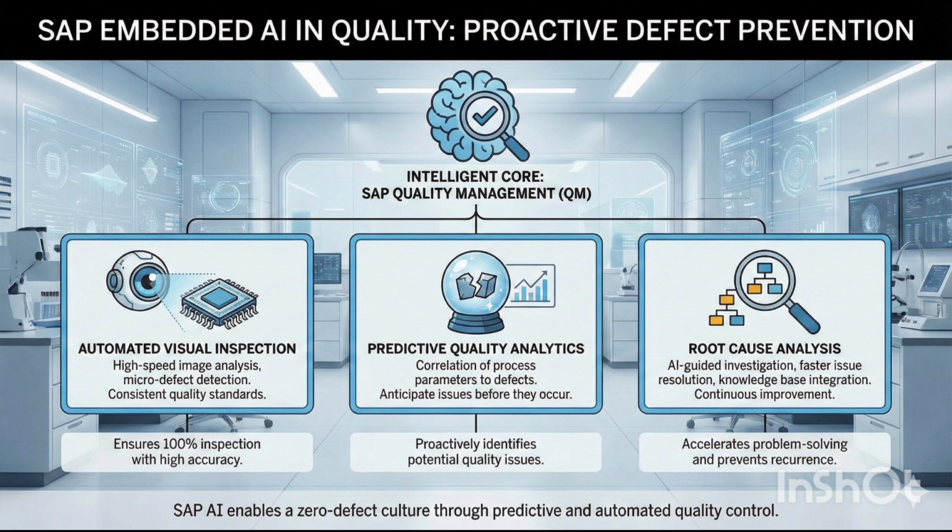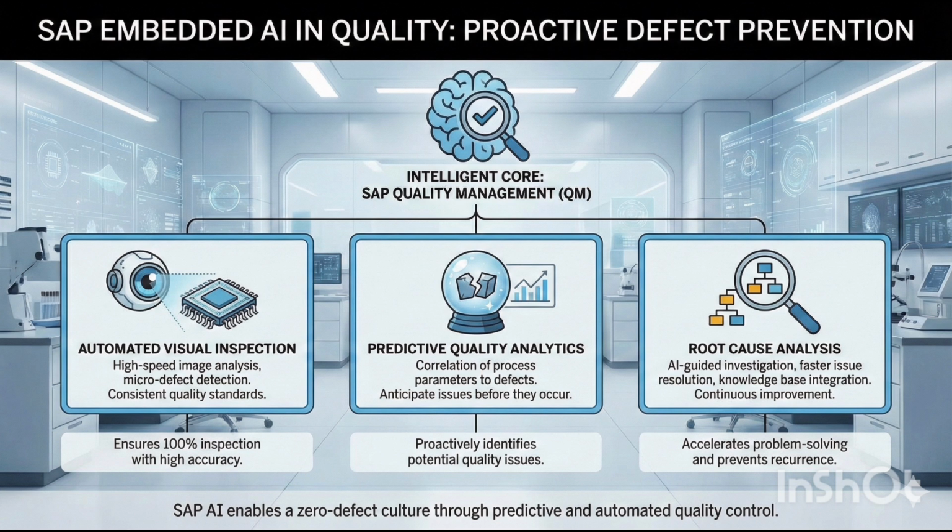Moving forward, we have SAP embedded AI in quality, which is helping in proactive defect prevention. Three main uses are automated visual inspection, which is through high-speed image analysis, micro defect detection, consistent quality standards, and it ensures 100% inspection with high accuracy. Then we have predictive quality analytics, correlation of process parameters to defects, and it anticipates issues before they occur. So it can proactively identify potential quality issues.